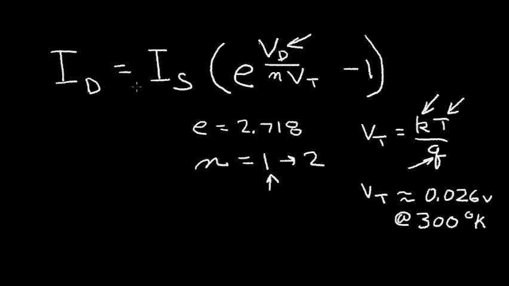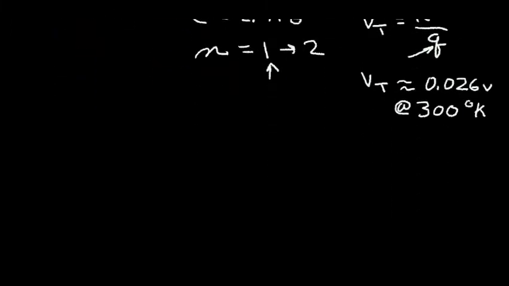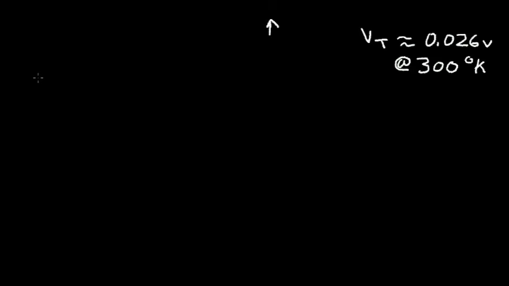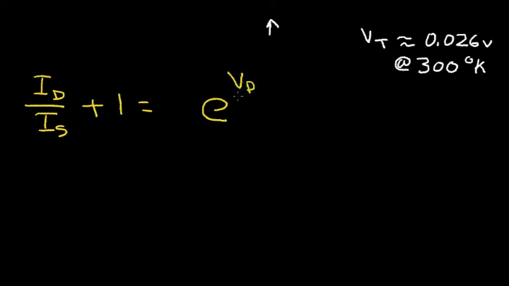We can take this equation and divide both sides by I sub S. When we do that, this will become 1. We can move the 1 over to the other side. So let's rewrite that as I sub diode divided by the saturation current I sub S, and we'll bring the 1 over to this side, so it becomes plus 1, equals e raised to the V diode divided by N V sub T.